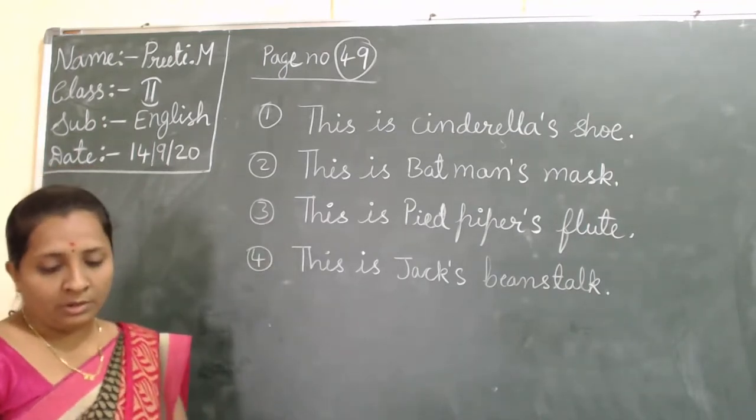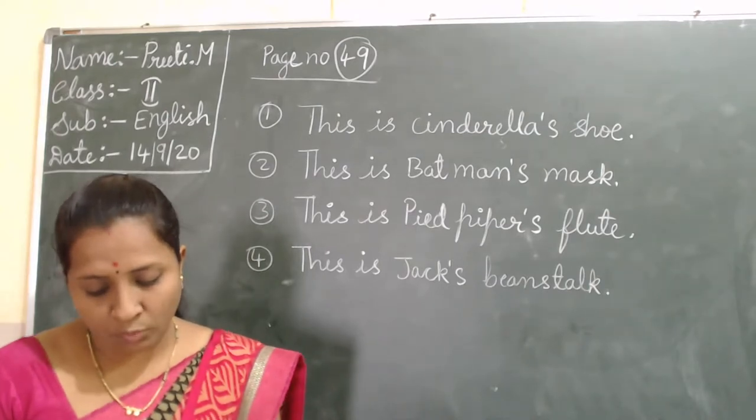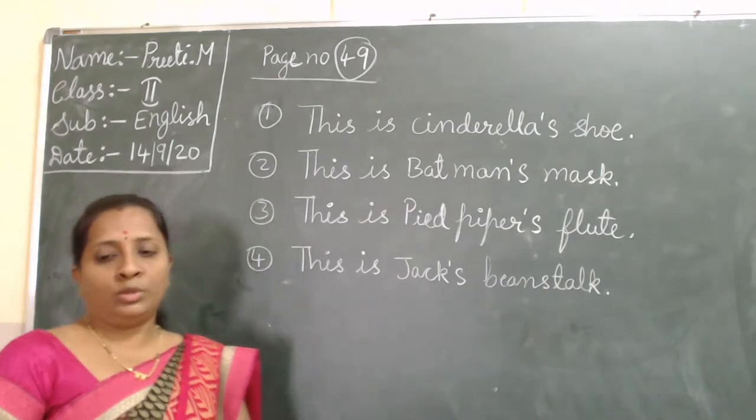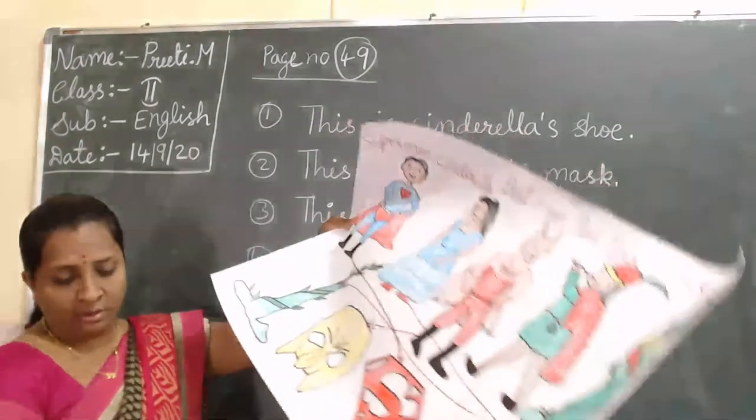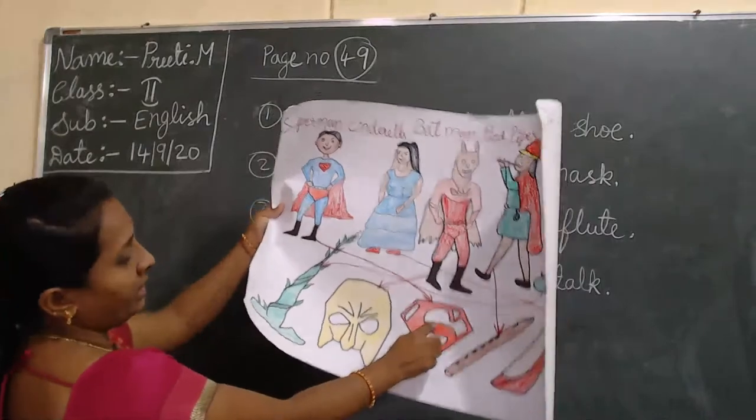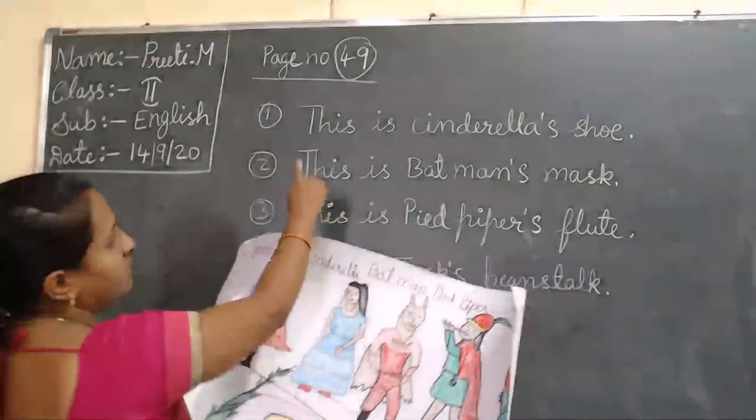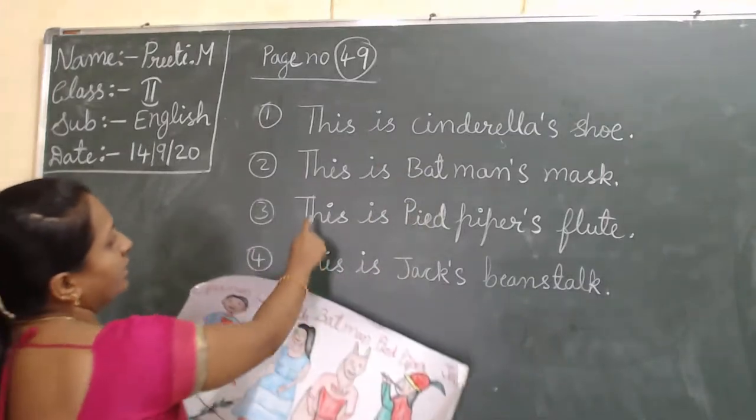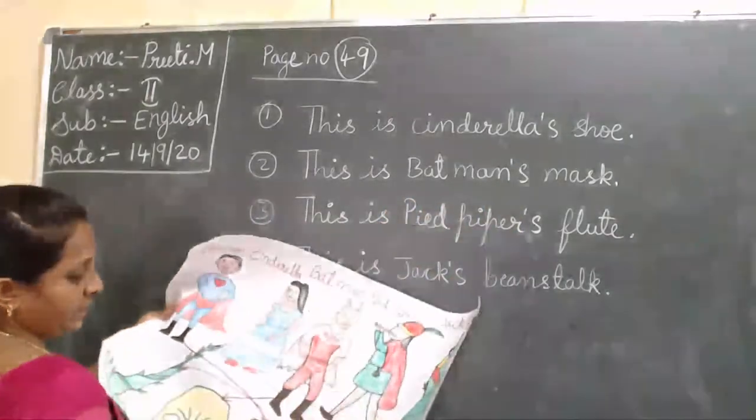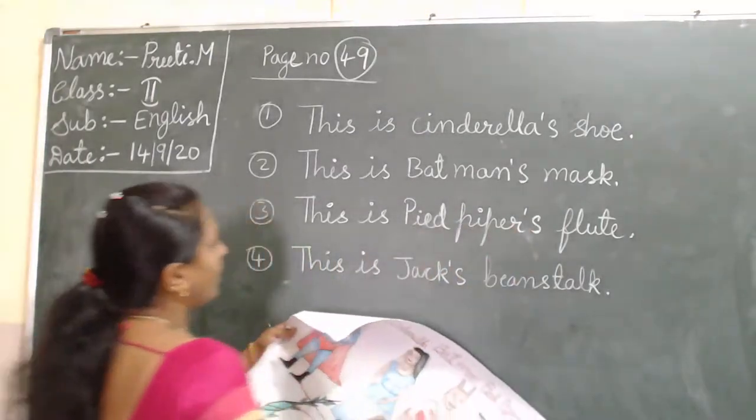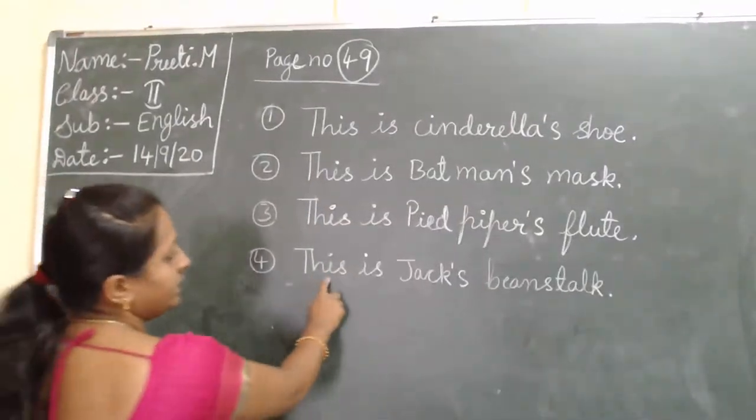Okay, see here. They have matched the characters with their own objects, and you should write sentences to indicate what the object is and who it belongs to. First one, Superman. This is Superman's sign. Already they have given Superman's sign. Next one is Cinderella. This is Cinderella's shoe. The third picture, this is Batman's mask. And the fourth picture, this is Pied Piper's flute. And the last picture, this is Jack's beanstalk.